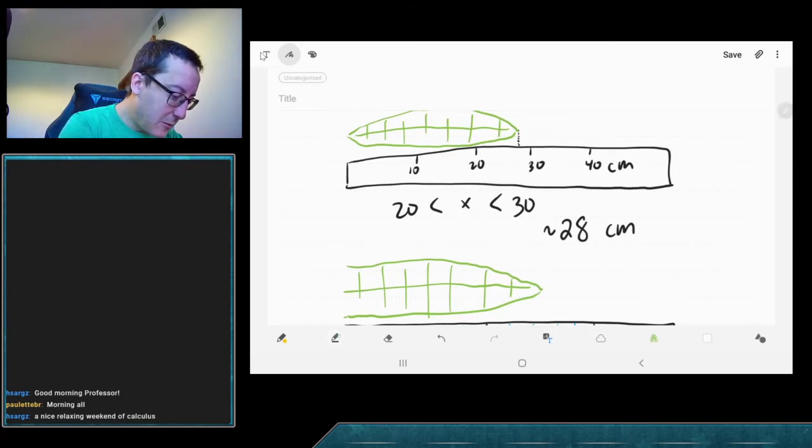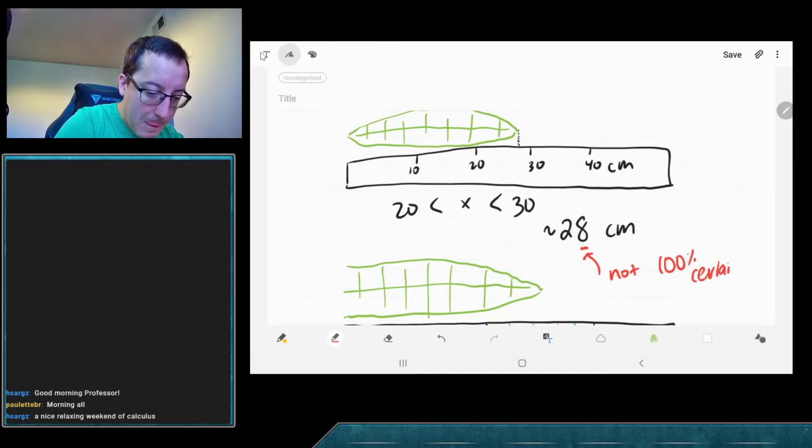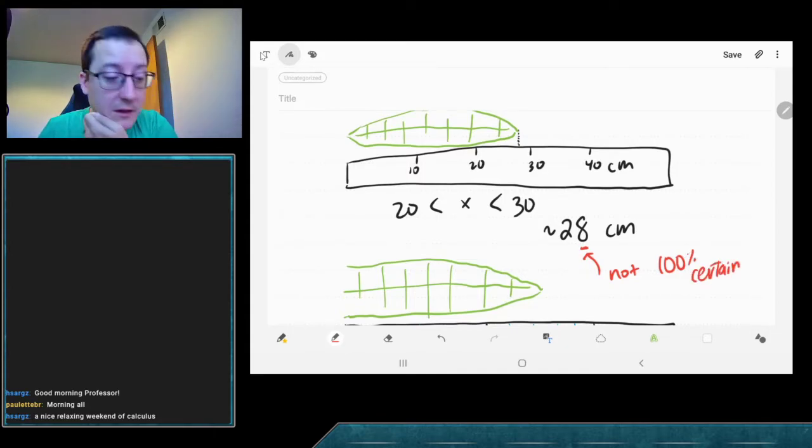However, we are not 100% certain. For sure, this could be 27, it could be 29. We're just making our best guess based on the information that we have and the tools that we're using to get that information. So, if we have a better tool, we're going to be able to make a more precise determination as to the length of this leaf.